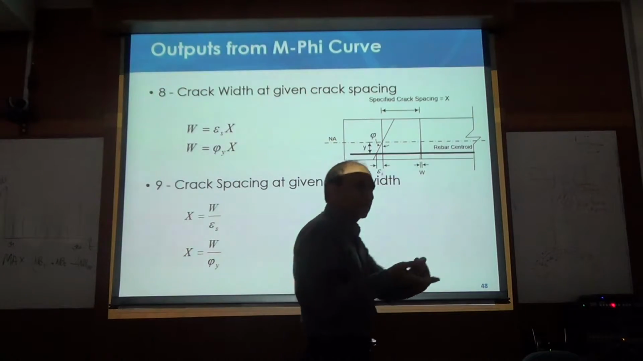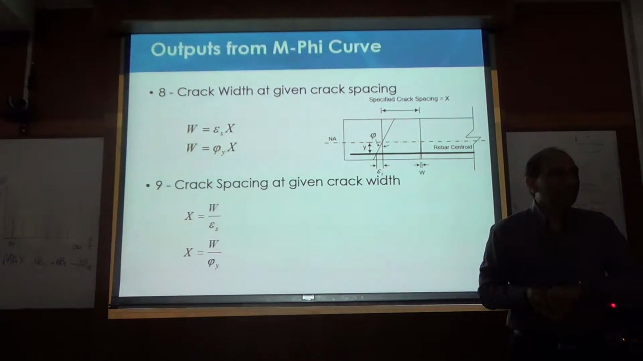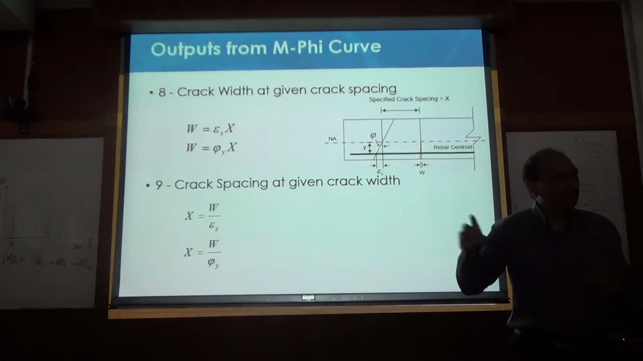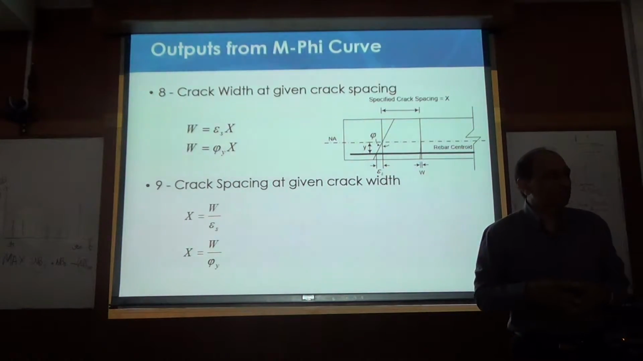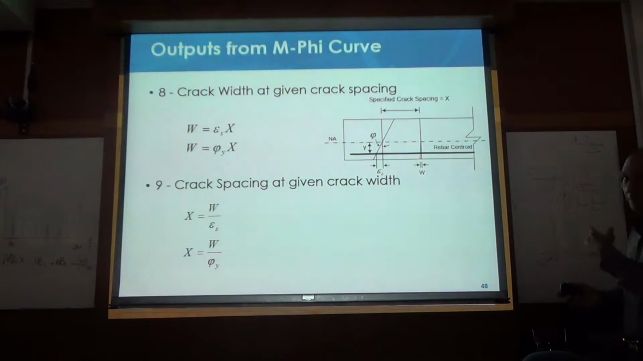Given P, given moment, you can get everything that you need for that condition, which you cannot get from the moment interaction surface that we generated before midterm, right? So that's why it is very important to understand the moment curvature curve and to be able to draw it by yourself and through the program.